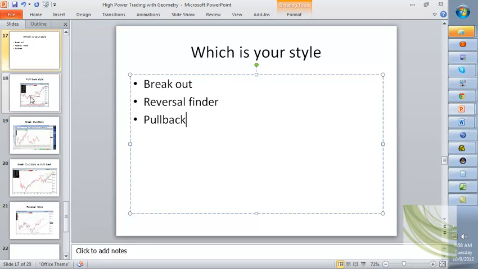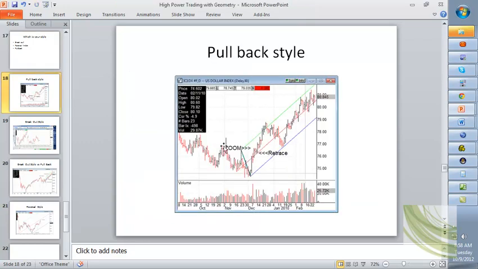First of all, there's the pullback style. So prices might zoom past the ML, or they might go all the way up to the far H, and then retrace back like they did here. And then some people will get long, and that's the pullback style.